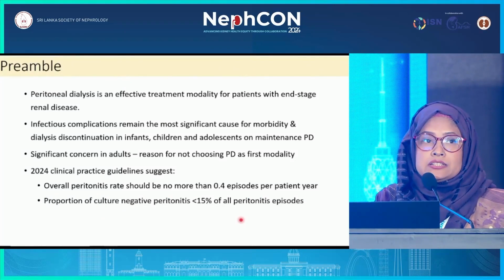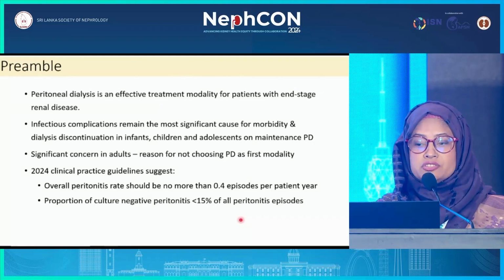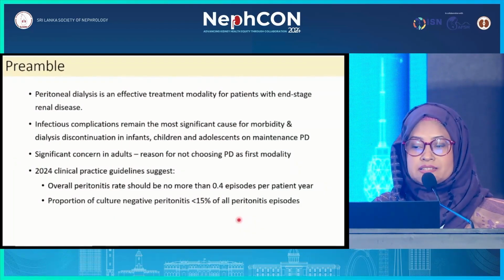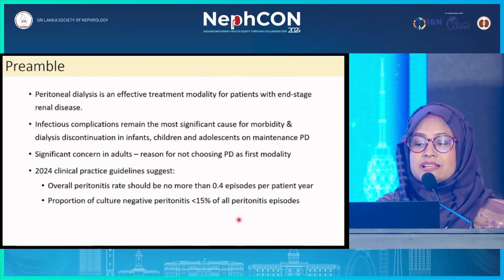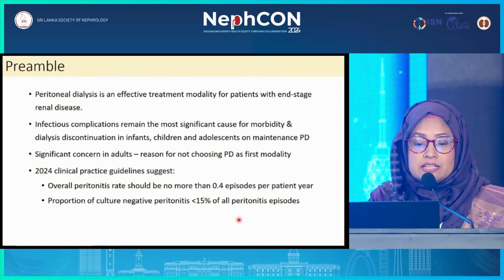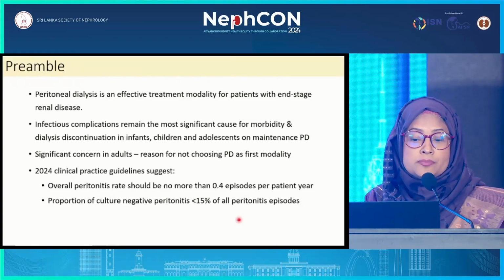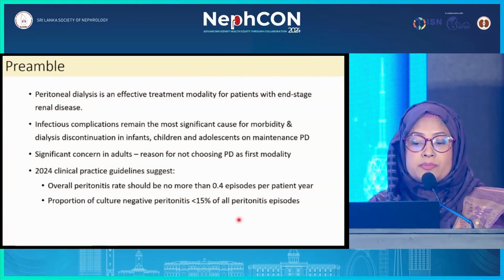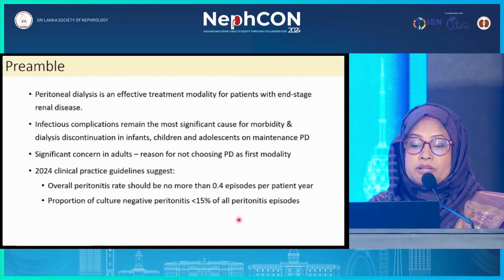So peritoneal dialysis is the most used RRT all over the world and continues to be an effective and safe dialysis for children with end-stage renal disease. However, various studies showed that peritonitis is a serious complication that is commonly associated with PD discontinuation. The recent 2024 clinical practice guideline suggests that the overall peritonitis rate should not be more than 0.4 episodes per patient per year, and culture-negative peritonitis should be limited to less than 15% of all peritonitis episodes.